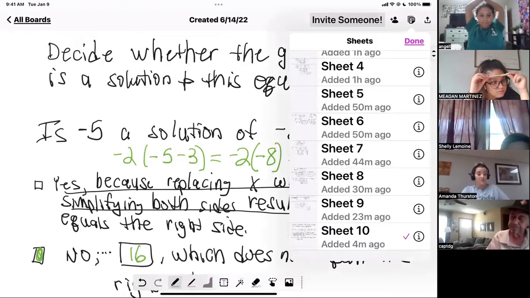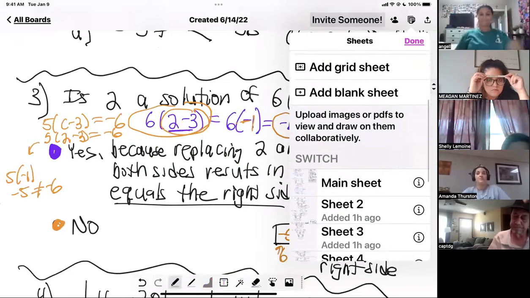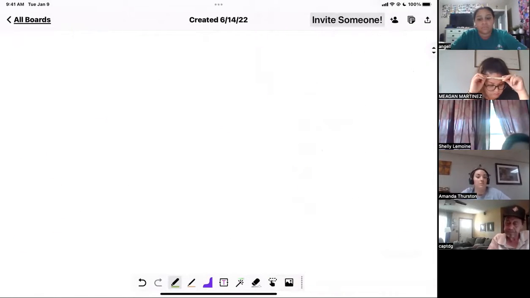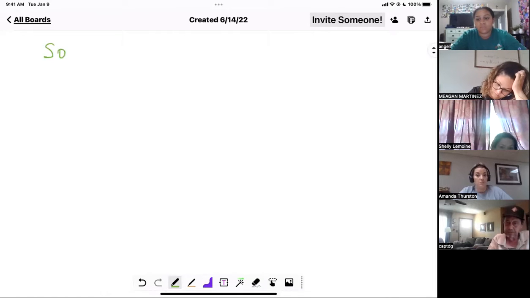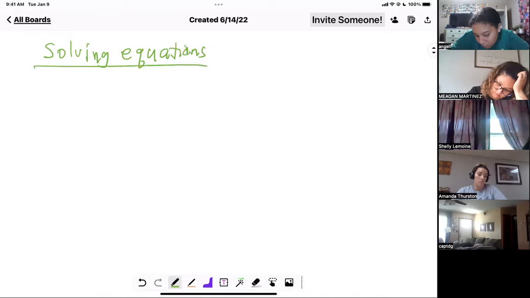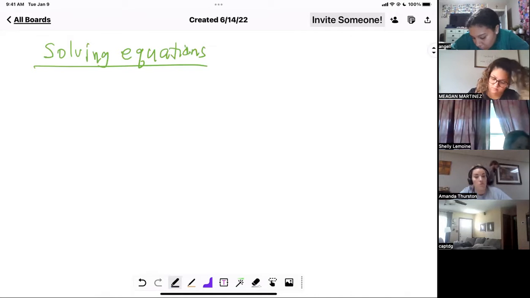Okay. Got it. So we're gonna add a page and do some more practice problems. I'm gonna model them off of the test problem. How's that? All right. So let's see. Solving equations, that's what we're doing. I'm gonna model them off the test. Okay. So let's try this.